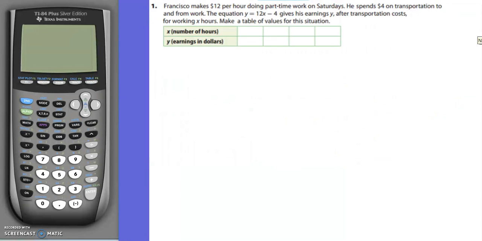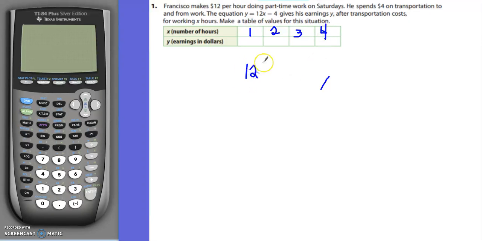All right, so Francisco makes $12 per hour doing part-time work on Saturdays. He spends $4 on transportation to and from work. The equation y equals 12x minus 4 gives us earnings y after transportation cost for working x hours. Make a table of values for the situation. Well, let's just make it as simple as possible. So let's do 1, 2, 3, and 4.